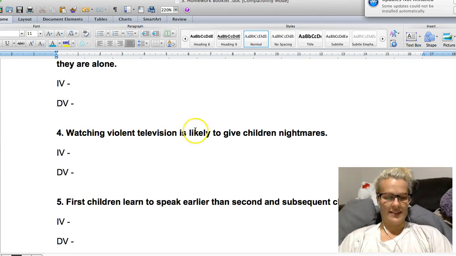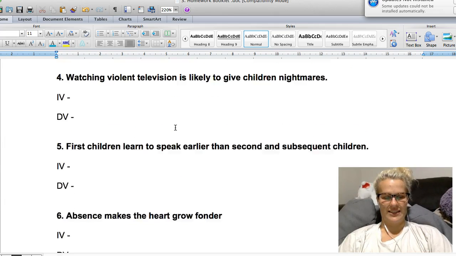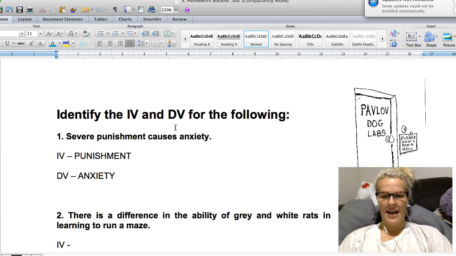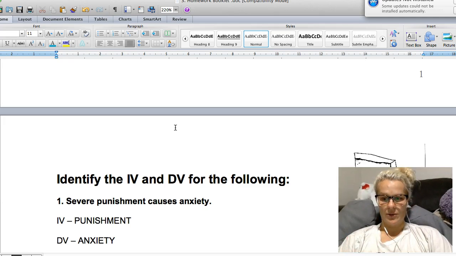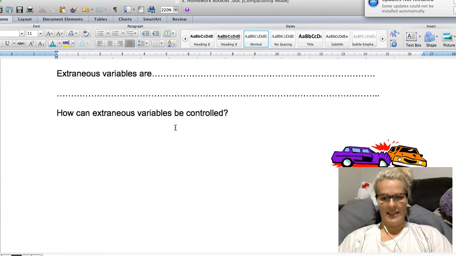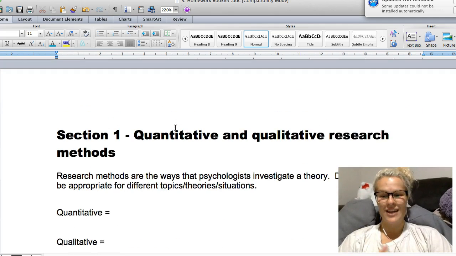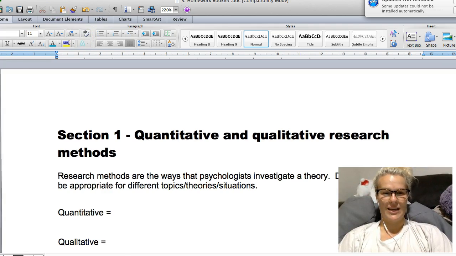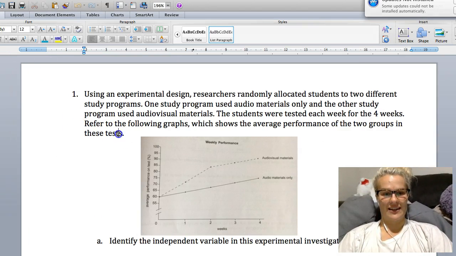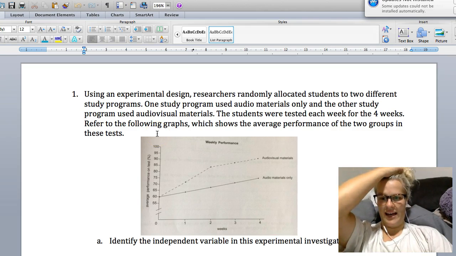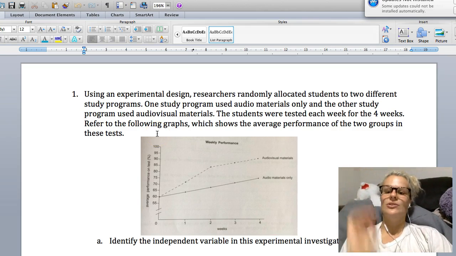So watching violent television is likely to give children nightmares. So we're measuring the nightmares, and you would be changing the television show. So you'd have one group with violent television, one group that doesn't have violent television. I'm not going to go through all of these with you because that would be me giving you the answers and not you doing it yourself. But if you weren't in class and you'd like to be able to do that, check with someone that was in the class, or come and show me and I can help you identify those.